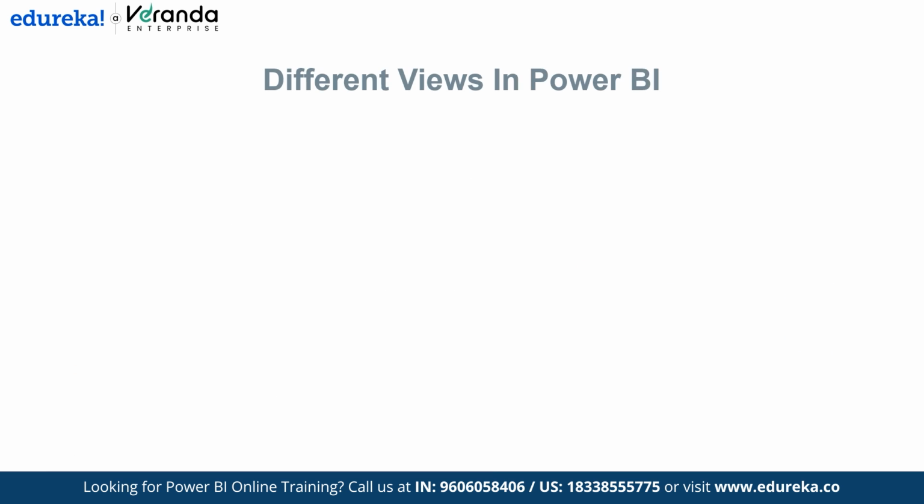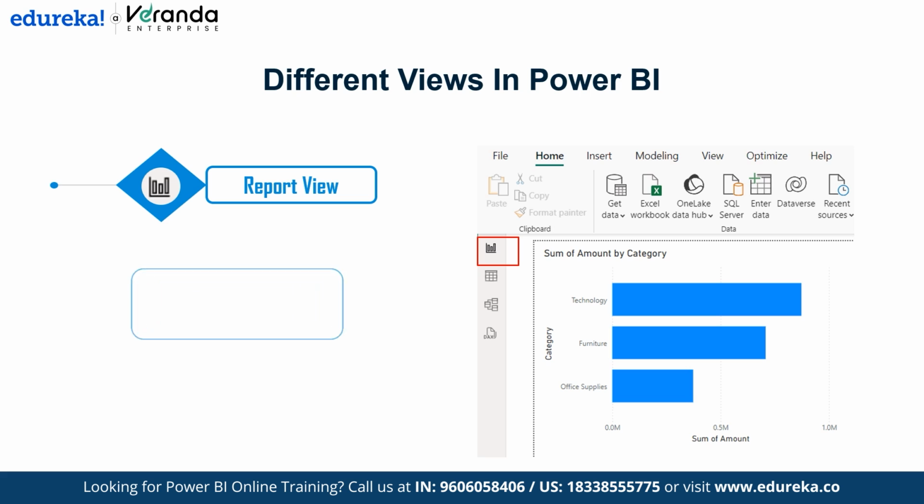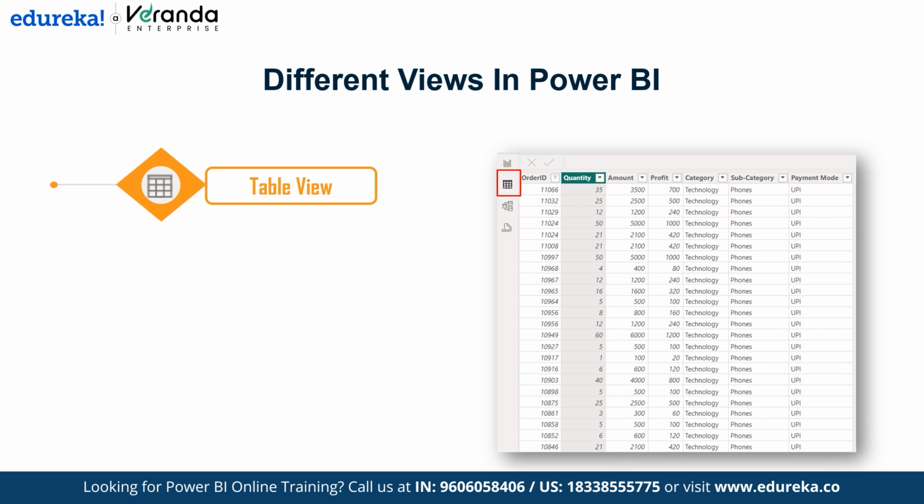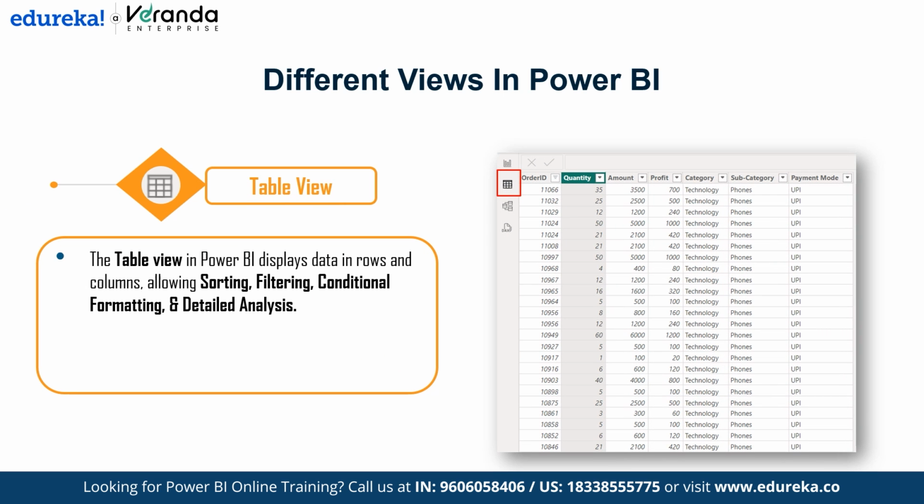Now let's see the different views in Power BI. The first view is the report view. The report view allows you to create any number of report pages with visualizations. It also allows you to move visualizations around, copy, paste, merge, and so on. The next view is the table view. Table view in Power BI displays data in rows and columns, allowing sorting, filtering, conditional formatting, and detailed analysis. It is also used for reviewing raw data alongside visualizations.